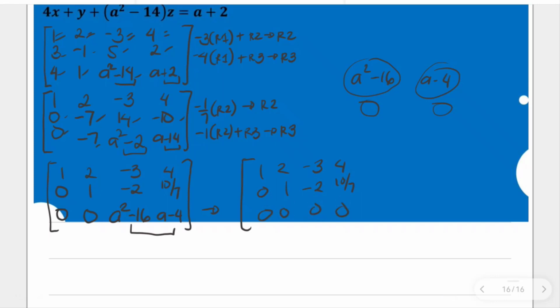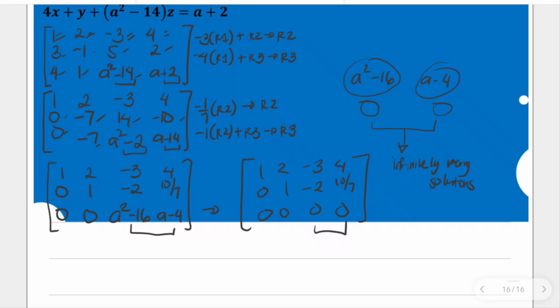Okay? If these two are zeros, just like in the previous examples last time, we have three variables here, and the number of rows is less than the number of variables. We have x, y, and z. This means that if these two are zeros, we expect to have infinitely many solutions. Okay? We have infinitely many solutions.